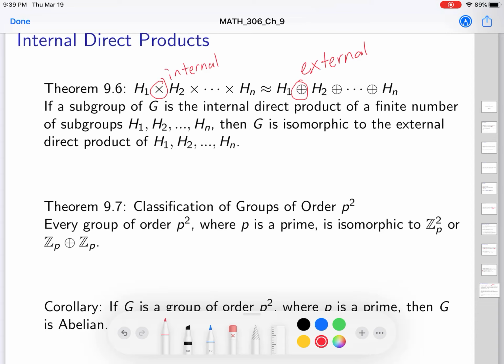Now at this point, we're able to classify groups of order p squared. So every group of order p squared, where p is a prime, is isomorphic either to Z_{p²} or Z_p external direct product Z_p. This notation didn't show up very well here, so let me rewrite that for you. That's Z_{p²}. That is what that notation is saying. Sometimes my LaTeX typing doesn't look too pretty.